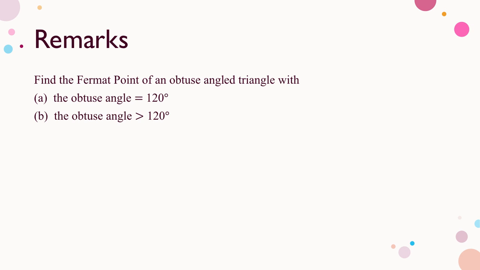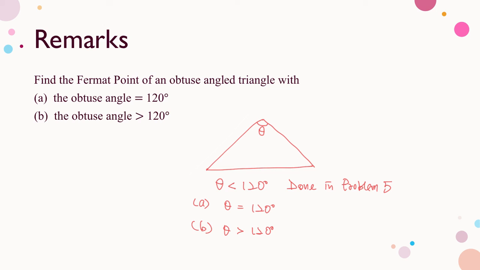In problem 5, I consider a triangle with the greatest interior angle less than 120 degrees. How about triangles with the obtuse angle equal to or greater than 120 degrees? Can you find the point within a triangle, that is, inside or on the boundary, in these two cases, such that it gives the minimum total distance from the three vertices of the triangle? In other words, find the Fermat point of these two cases. Try and enjoy.